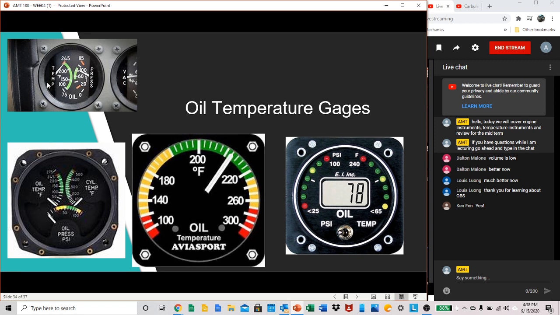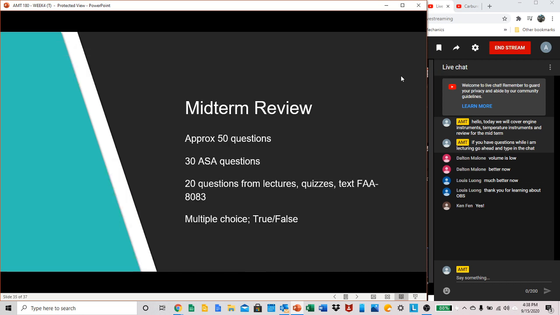And we also have our dual gauges, our oil temp and oil pressure in one gauge. This one has cylinder temp, oil pressure, and oil temp all in one gauge. So that is like a triple gauge. This one is a little more digital, and you can switch back and forth between PSI and temperature. So all different types.